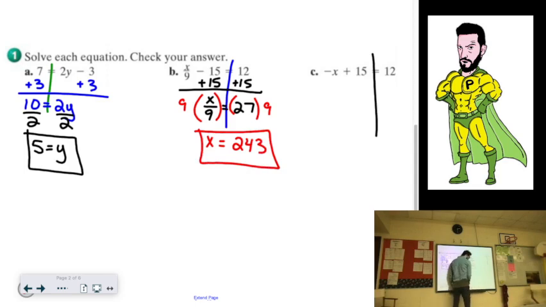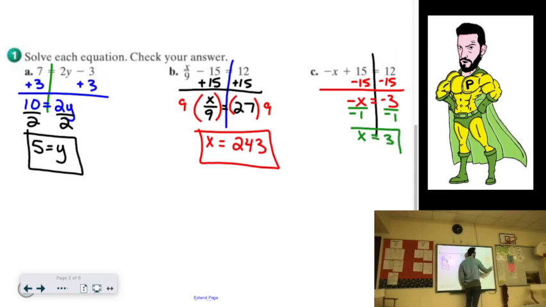Let's see over here. Ooh, there's a curveball on this one. We'll subtract the 15. Negative x equals negative 3. Now negative x is like negative 1 times x, so we can divide both sides by negative 1. And we get x equals positive 3.